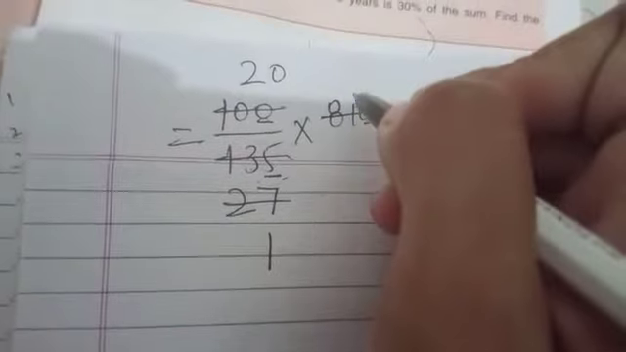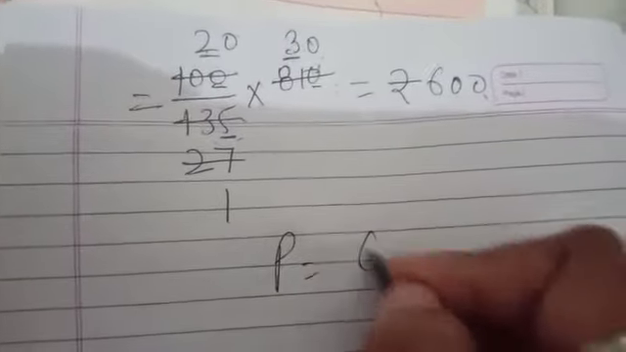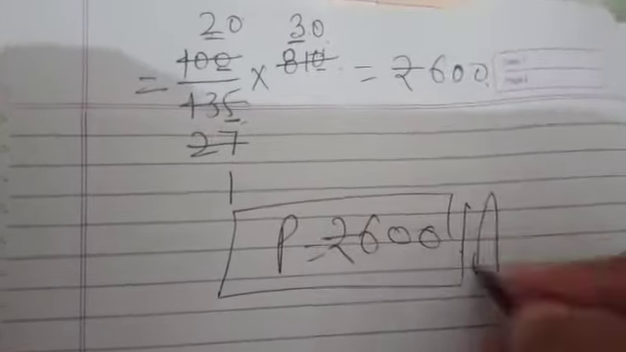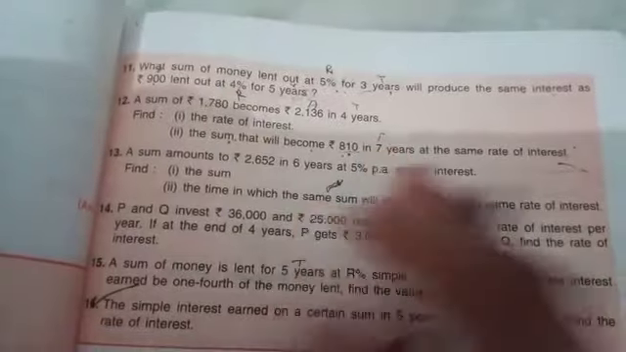27 1s are 27, 21 sorry, 27 3s are 81. It becomes 30. 3 2s are 6. It becomes 600. I said I first multiply the first two digits and count the remaining zeros and attach them. So that is the required answer. This is the principal that we have to find, right? So with this question we have completed up to question number 12. Thank you.